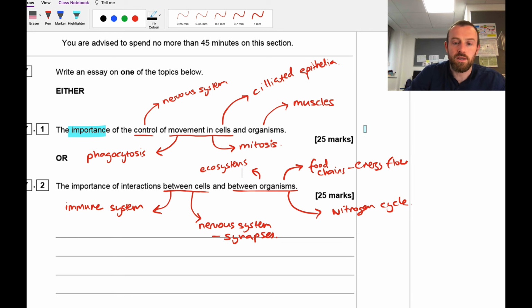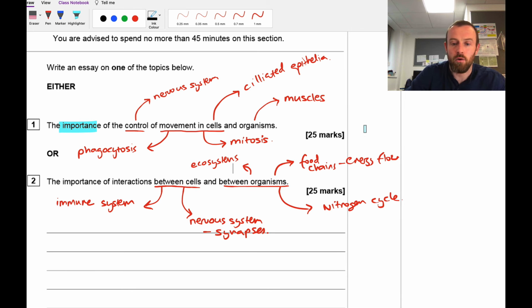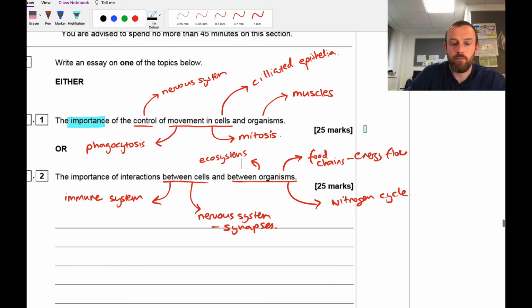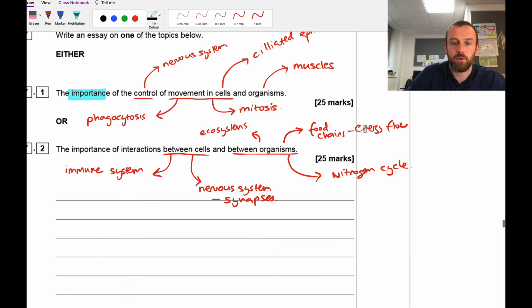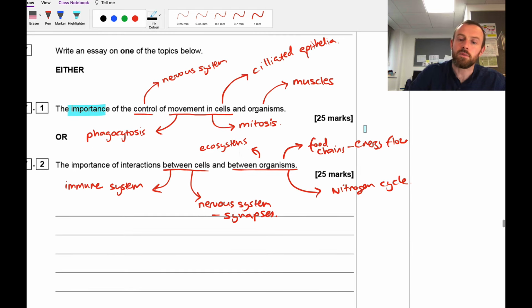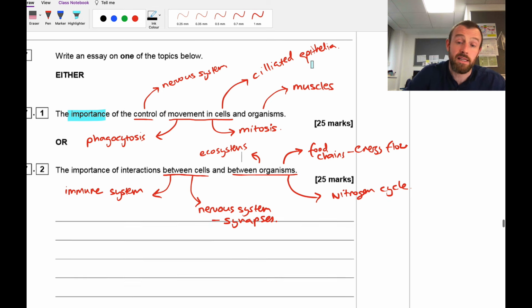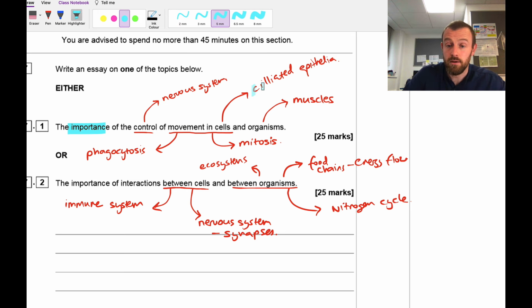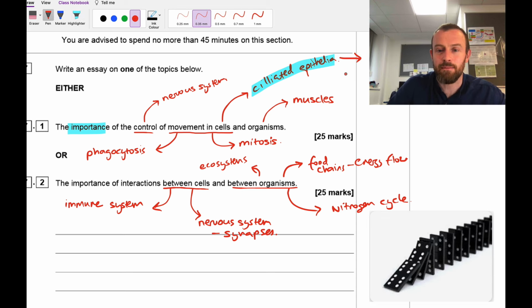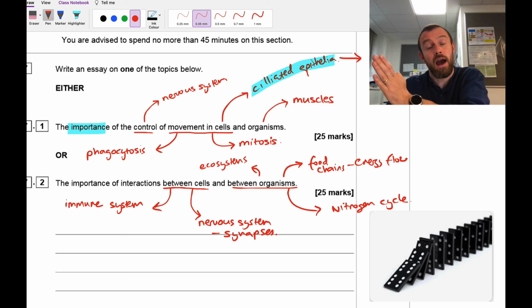So, for example, let's talk about ciliated epithelia. How would I sell the importance of this angle? The easiest way of doing this, I like to call it a domino effect, is think about what would happen if ciliated epithelia stopped or didn't exist? What would be the consequence of that? And then what would be the knock-on consequence of that? And then what would be the knock-on consequence of that?